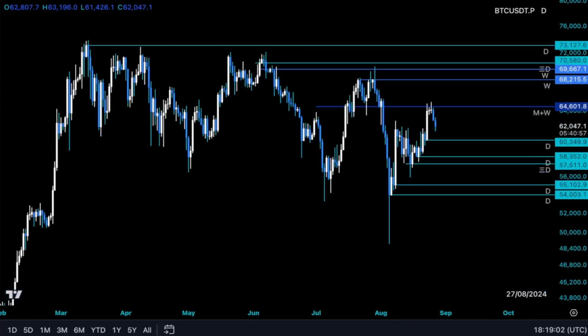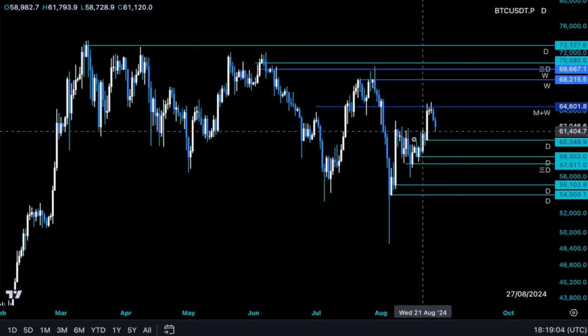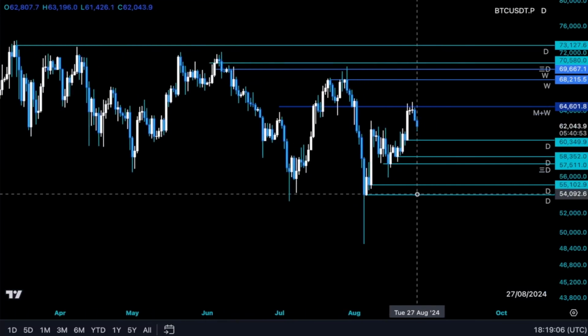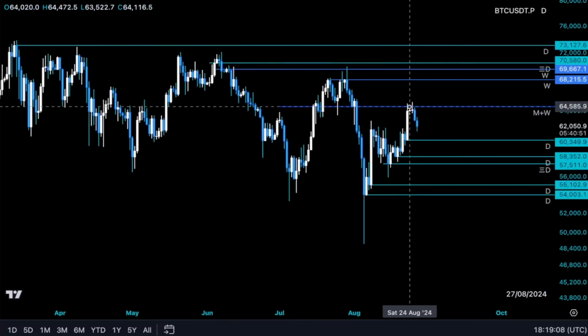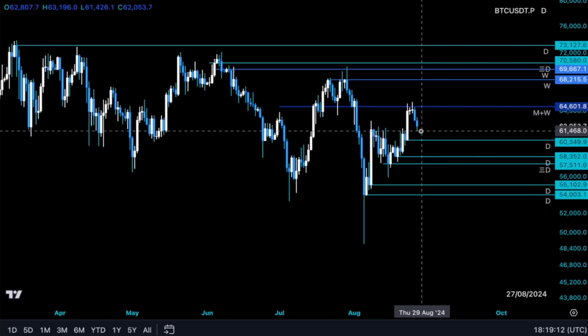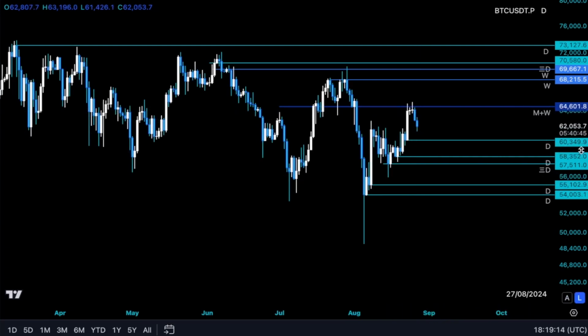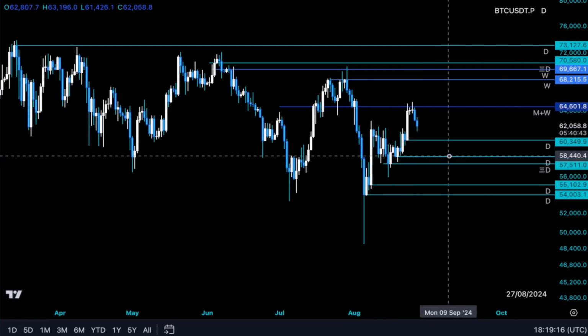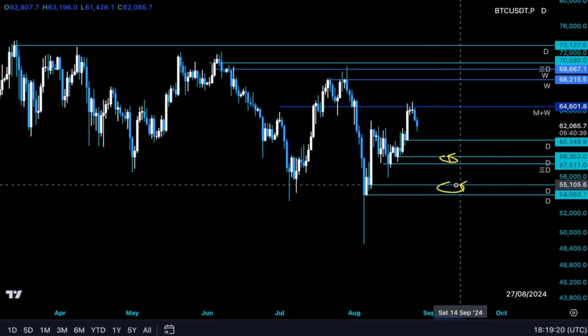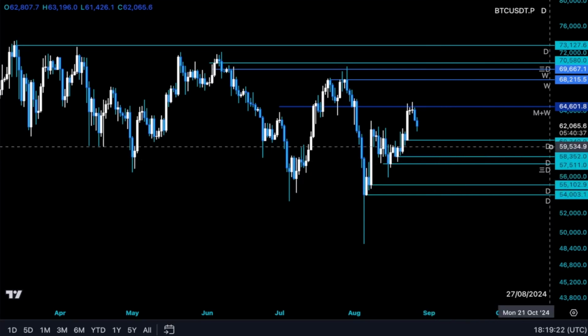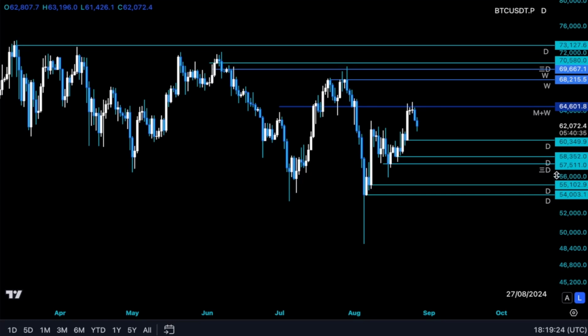Moving on to the daily time frame. The daily time frame cleared all the previous levels which we discussed in the previous video. However, it's rejecting at the moment from monthly and then weekly. Your first interest level is going to be 60,350. The next levels, these two untapped daily levels, treat them as one level. So the next levels are going to be 58,350 all the way down to 57,500.